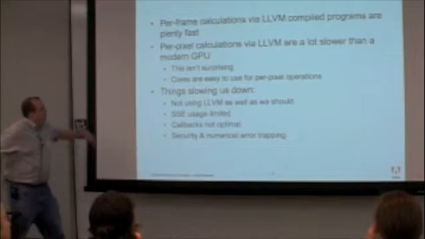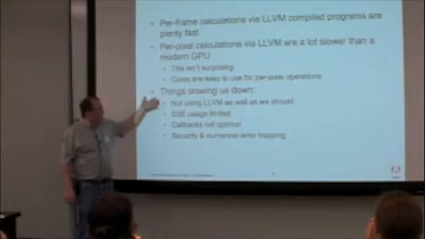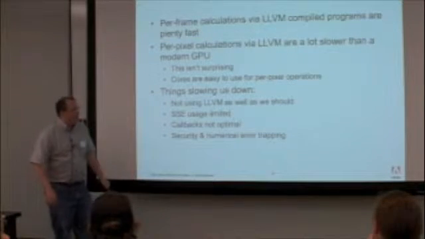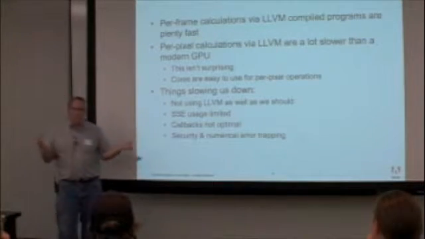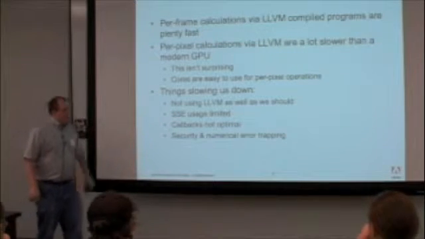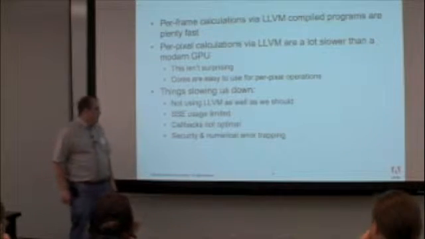All right, so like I said, it's a lot faster on GPU. This isn't surprising. What's slowing us down? Honestly, the mea culpa part is we're not using LLVM as well as we should. We generate some sort of wordy IR. We do more loads and stores than we need to. And that's part of my goal, to make life better for us along those lines in the next go around.